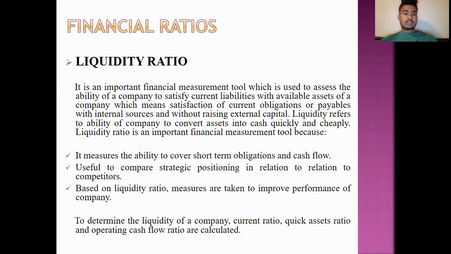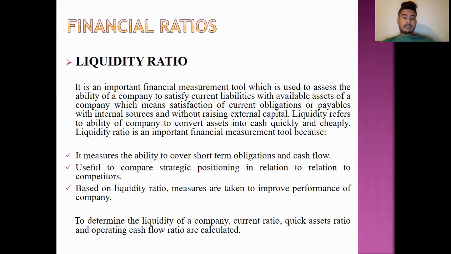So I'm going to discuss the two important financial ratios of NAB. The first and foremost is liquidity ratio. It is a very important tool to assess the ability of a company. Liquidity ratio means the comparison of current assets and current liabilities, whether the company is able to satisfy its current obligations or not. So it refers to the ability of a company to convert assets into cash quickly and cheaply.